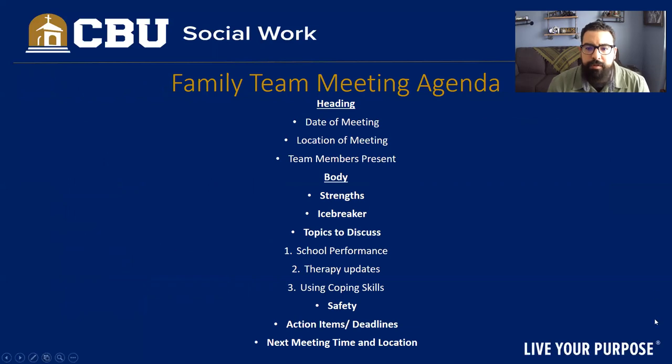This should look familiar to you. This was a family team meeting agenda that we referred to in previous lectures, right? And so we knew that the outline for the agenda looked like this. We had a heading which included the essential information about where the meeting was held and when and who was there. We have the body of the meeting, which discusses things like strengths and icebreakers and topics to discuss. For the sake of this example today, these are just three categories that I chose that we would talk about for a meeting to provide minutes for your meeting today. And then we have safety, action items, deadlines, and the next meeting time and location.